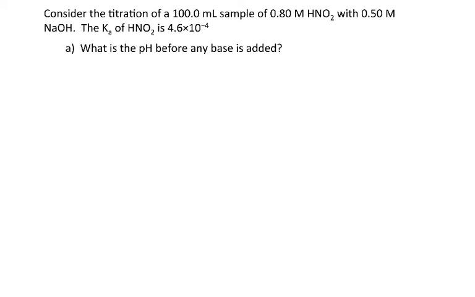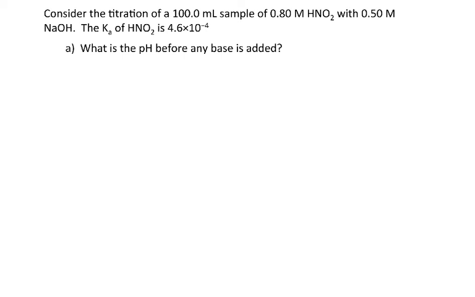This is the first in a series of videos on a titration of a weak acid by a strong base. I broke them up into several different videos so that none of the videos were too long. In all of these videos, we'll be considering the titration of 100 milliliters of 0.8 molar nitrous acid with 0.5 molar sodium hydroxide. And in this first video, we want to know what is the pH before any base is added.